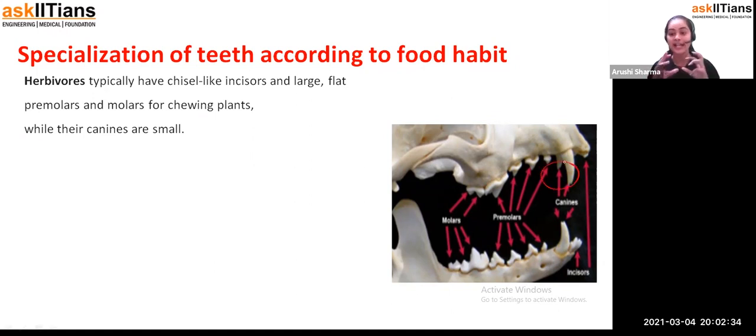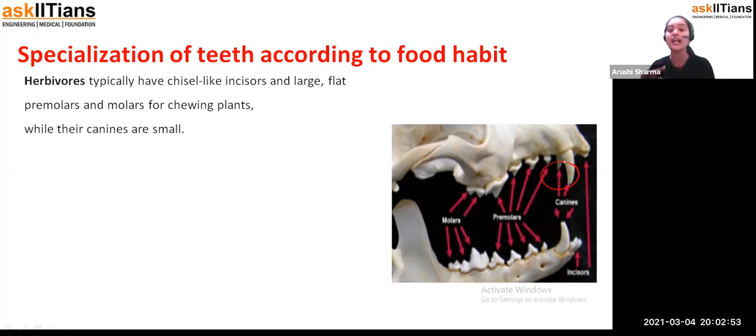Because, as you have noticed, we have discussed one question, that tigers have large canines because they have to tear the skin of other animals. But herbivores just have the habit of chewing plants, and for that they don't require that large canine shape.